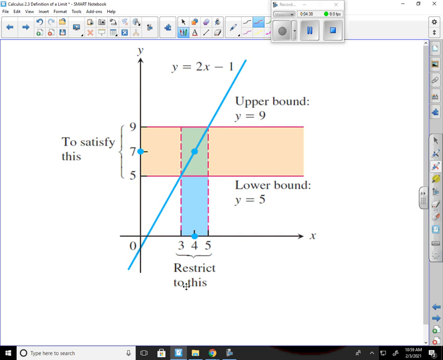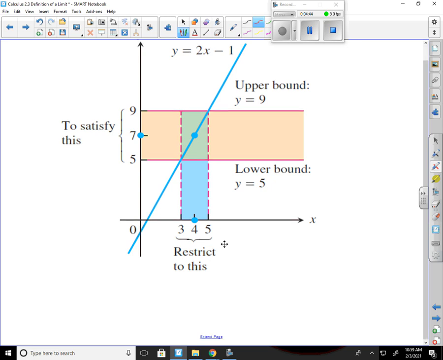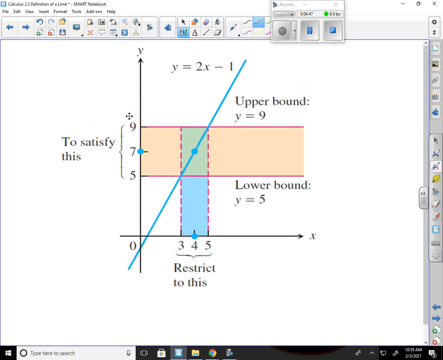Which then means that I need to restrict my x. So I have to find what I would plug in to get 5 and 9. So I can solve the equation. This one's simple because it's a linear equation. I would just do 5 equals 2x minus 1. Add 1 to both sides. It gives you 6 equals 2x. Divide by 2, x equals 3. That's my lower bound for the x's.